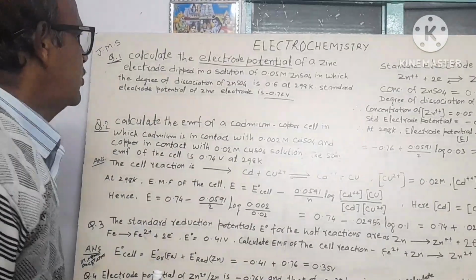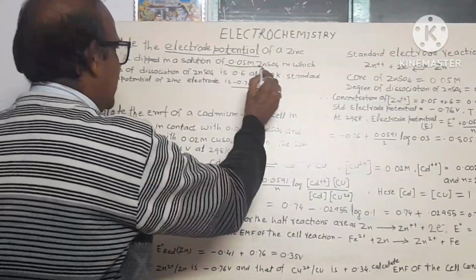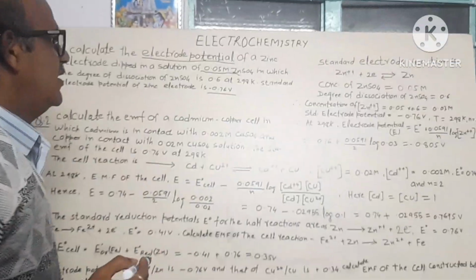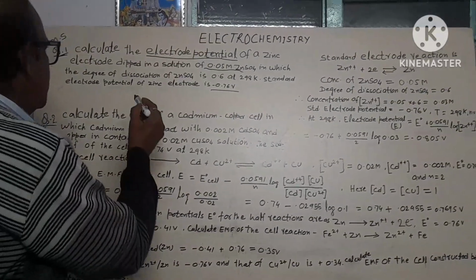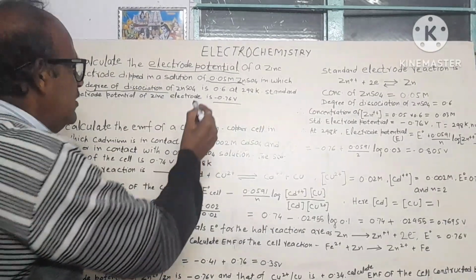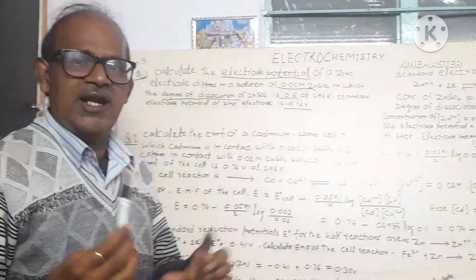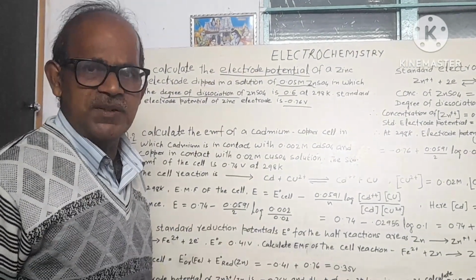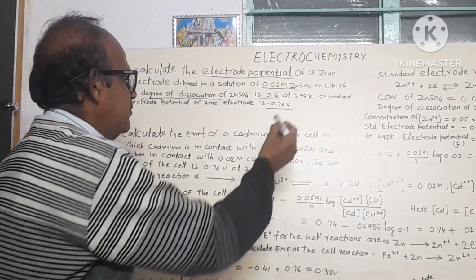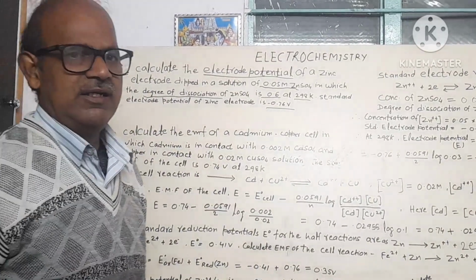The zinc electrode is dipped in a solution of 0.05 M ZnSO4, in which the degree of dissociation, which is important, of zinc sulfate is 0.6 at 298 Kelvin. It means zinc sulfate is not 100% ionized; the dissociation is only 0.6. The temperature is 298 Kelvin and the standard electrode potential is given as -0.76 volt.